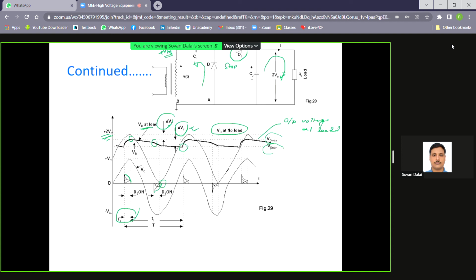VD max is the maximum output voltage during loaded condition, and VD min is the minimum output voltage at loaded condition. So we have to determine this del V2 and del V1. Okay, but before going to that discussion, first of all, you have to see there is a continuous decrement of the voltage here.